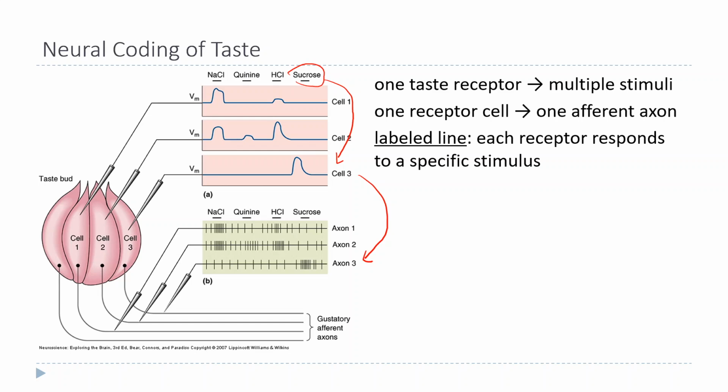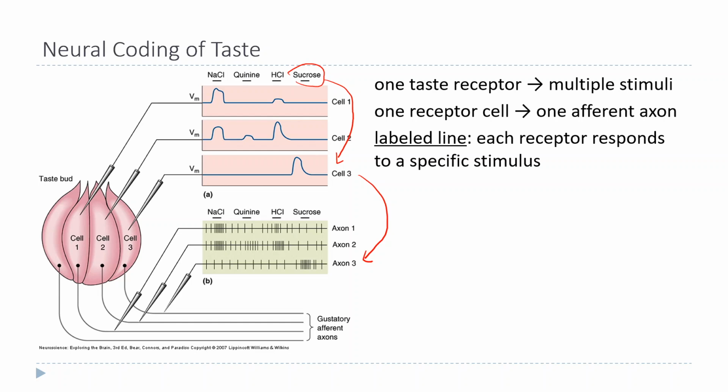In other words, the brain always knows how to respond to a signal from axon 3 in this case, the same way, because it's always going to encode the presence, in this case, of sucrose. So some sensory systems can use labeled lines to encode the nature or the type of stimulus that is present. But of course, that doesn't work if you have cells like cell 1 or cell 2 that respond to multiple stimuli.